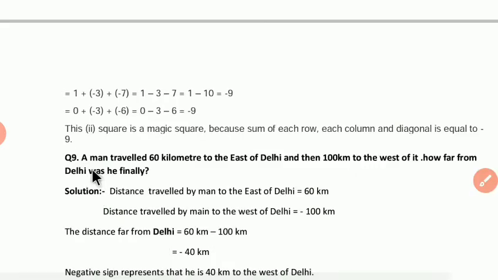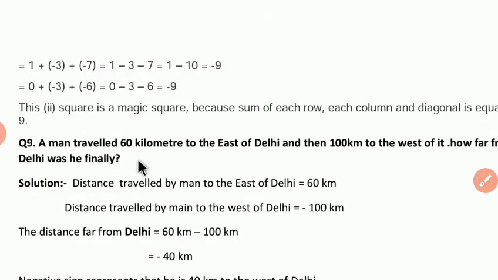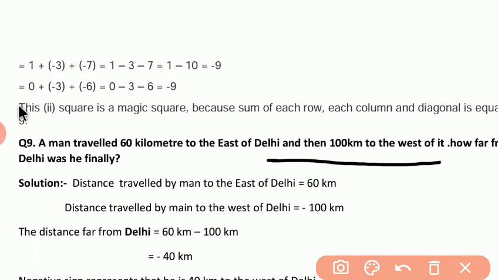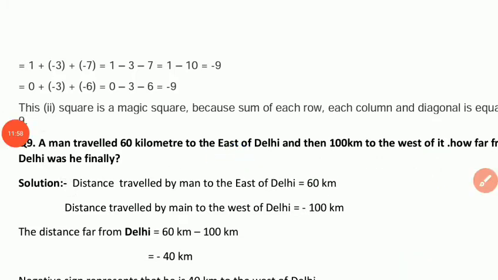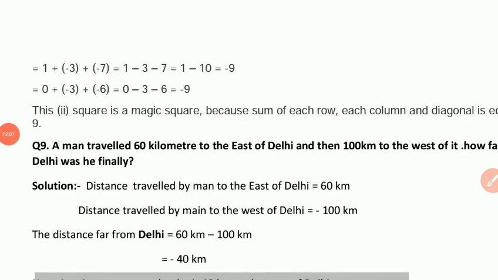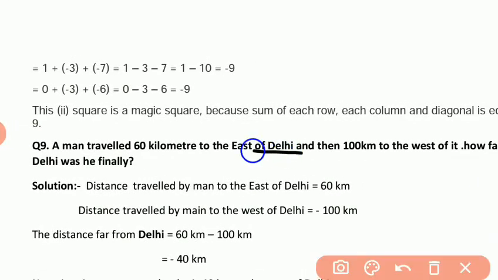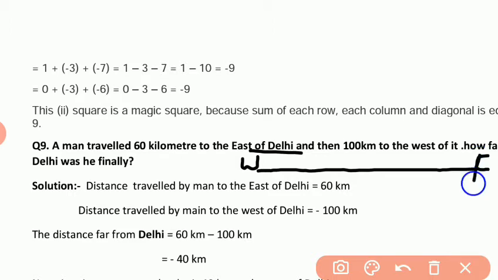Now we will see the next question, question number 9. A man traveled 60 km to the east of Delhi and then 100 km to the west of it. How far from Delhi was he finally? We can understand this by drawing one line. This side we can take as west and this as east. If we take east as the positive direction, we can take west as minus.